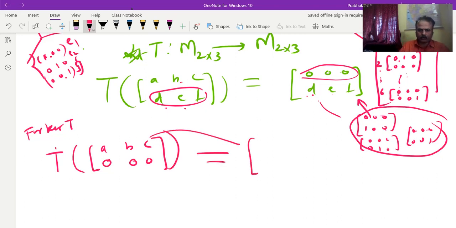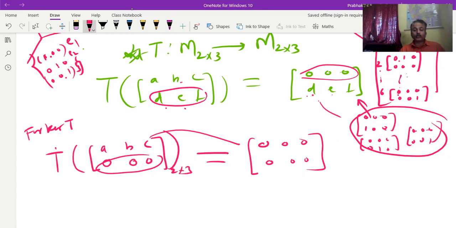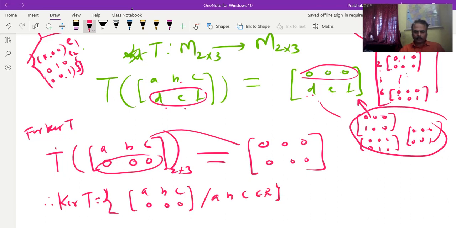And definitely this transformation becomes... What is the task of this transformation? The first row becomes 0. The second row is kept as it is, so the second row is already 0. So all such 2 cross 3 matrices whose first row is non-zero and whose second row is 0 are going to become the kernel of the transformation. Therefore, the kernel of the linear transformation is equal to the set of all such matrices, such that A, B, C are real numbers, and also note that the dimension of this kernel of the transformation is 3.